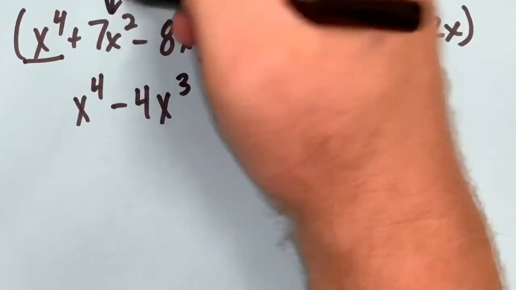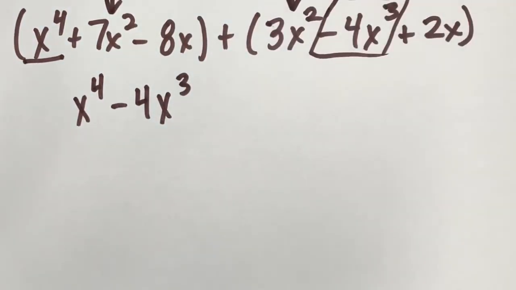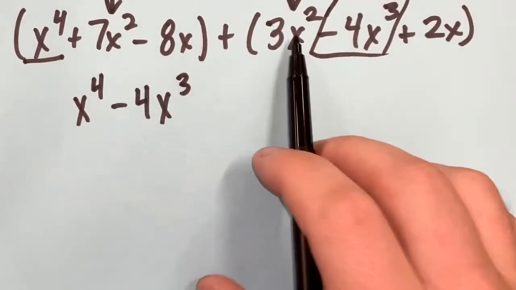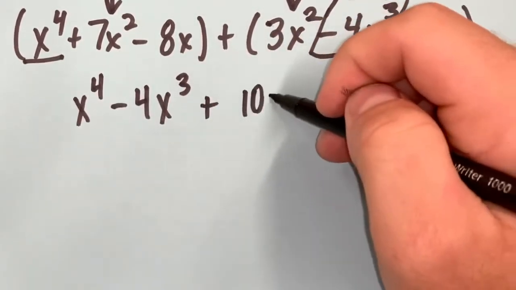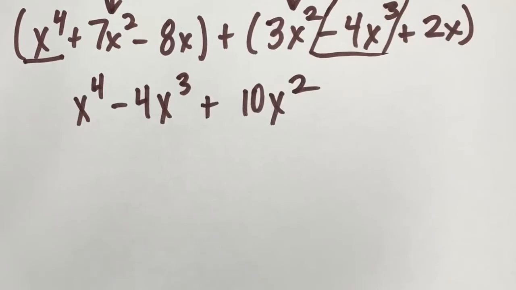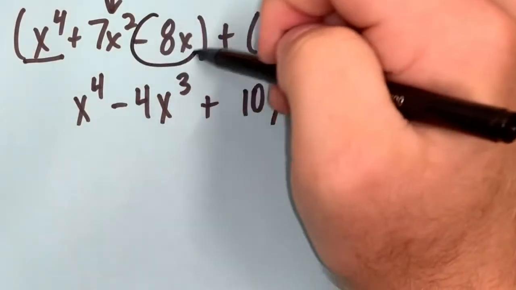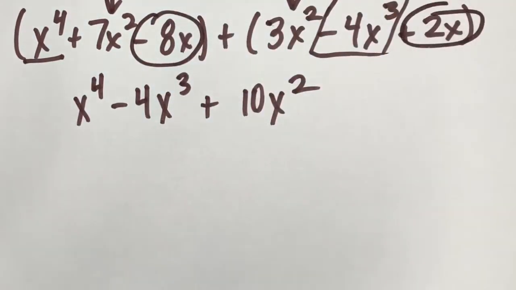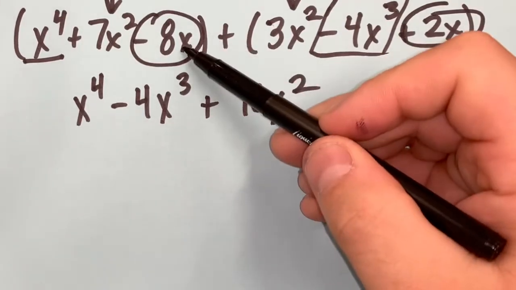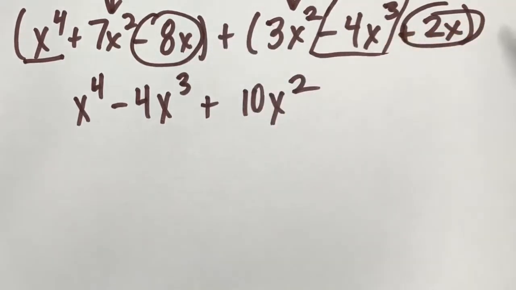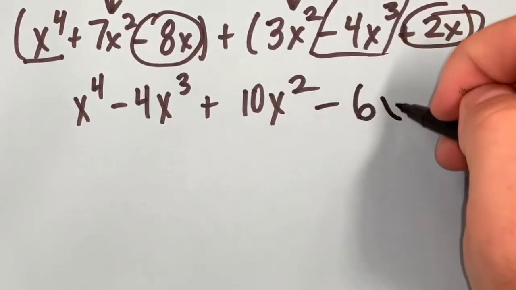Then we have a 7x squared and a 3x squared. Those are like terms. We can combine those together. 7x squared plus 3x squared, 7 plus 3 is 10, x squared. Then we also have a negative 8x and a 2x. Those are considered like terms because they have the same variable, the same exponent of 1. And negative 8 plus 2 is negative 6x.